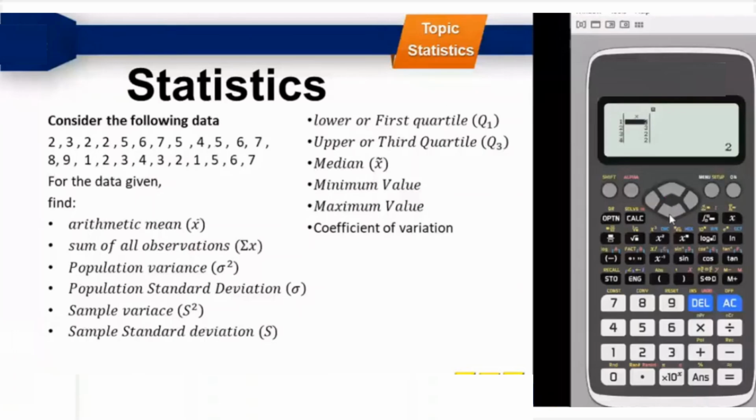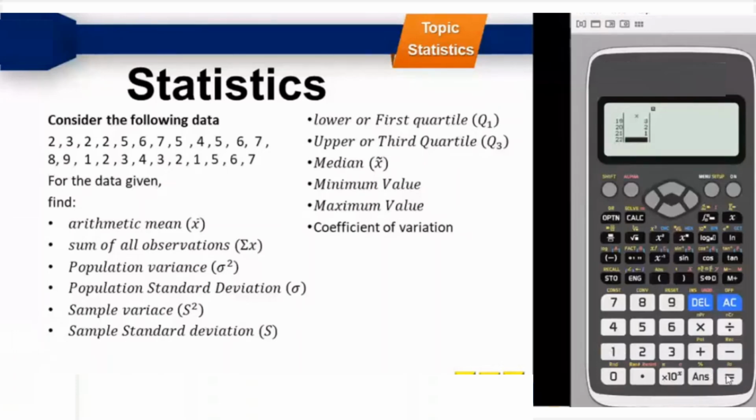2, 3, 2, 2, 5, 6, 7, 5, 4, 5, 6, 7, 8, 9, 1, 2, 3, 4, 3, 2, 1, 5, 6 and 7, and I have inserted all 24 values.